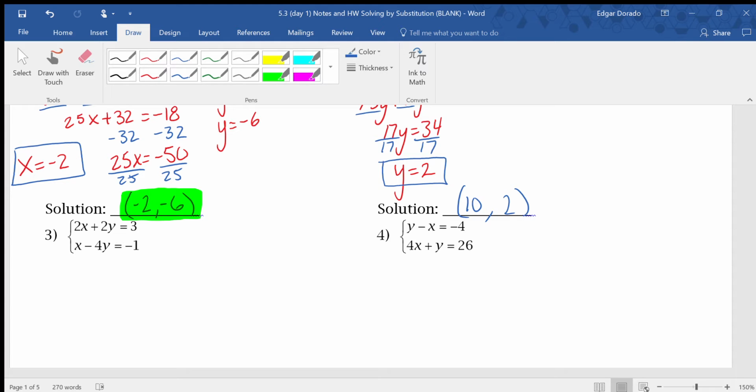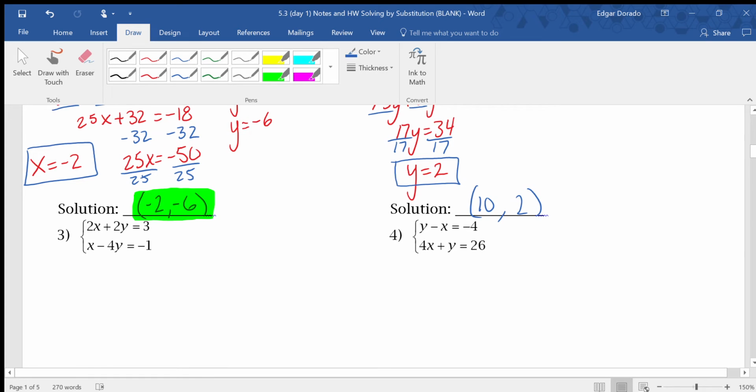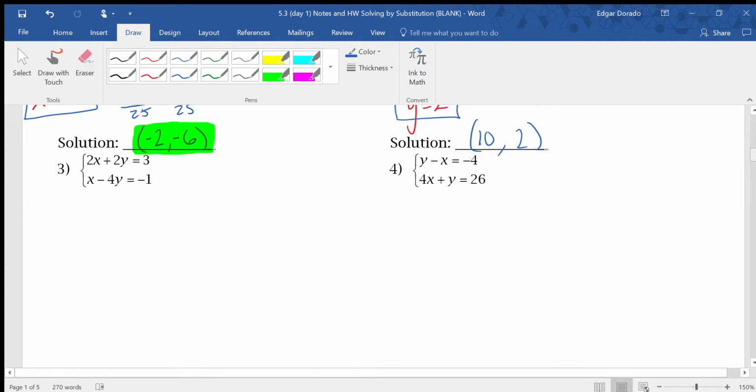All right, so hopefully you got a similar answer for this problem. And now we are ready to go on to problem number 3. Now, again, let's go back to our original question. Which one of these is already solved for one of its variables? Well, if you notice, none of these are. We have a 2x plus 2y equals 3 and an x minus 4y equals negative 1. None of them already say x equals this or y equals that.